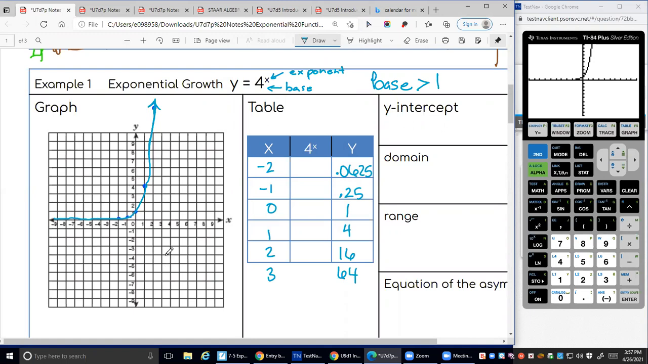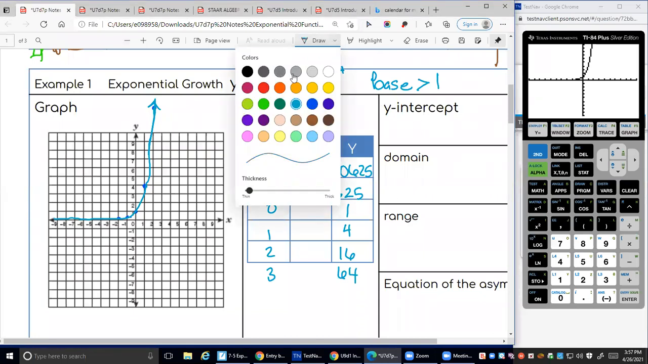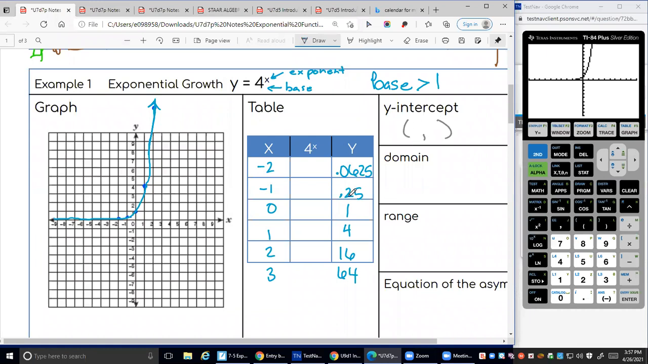So let's talk about the y-intercept and all that kind of stuff, right? Let me talk to Aaron. What is the y-intercept for this particular one? And let me know if you need a hint. 1. He says 1. Okay, where do I put the 1 in here?